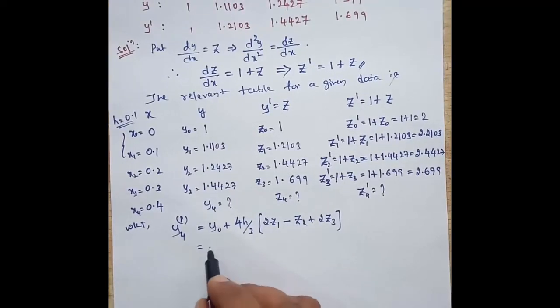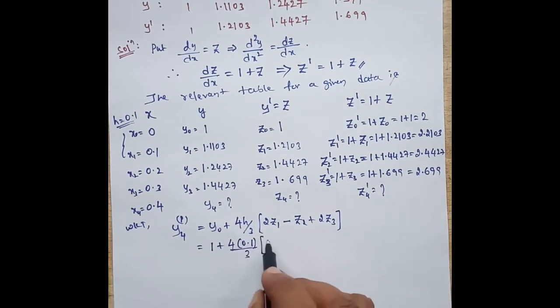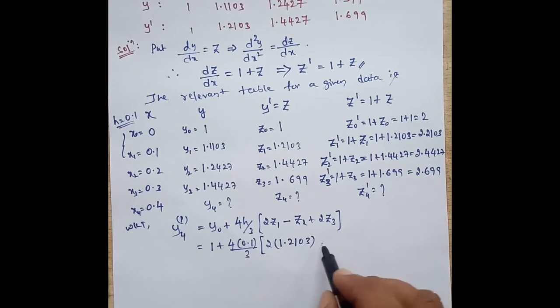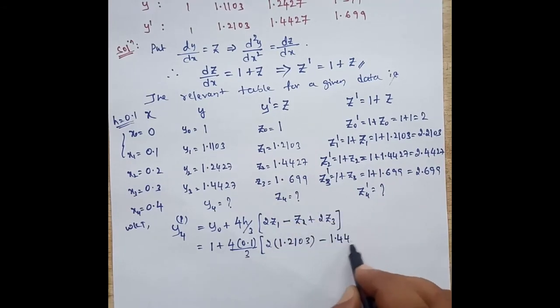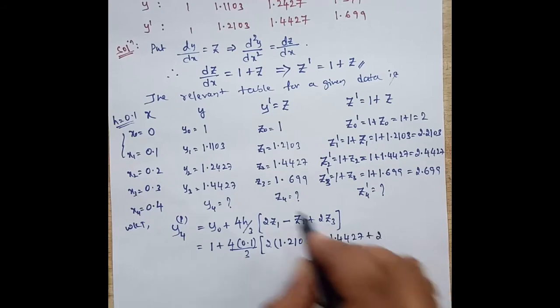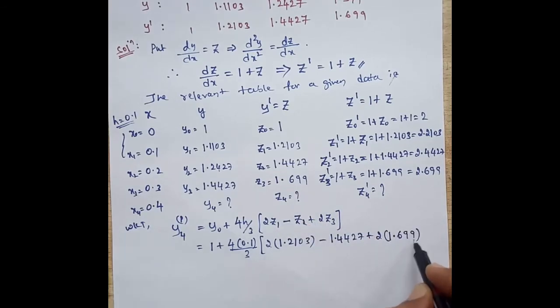So this is equal to y0. What is y0? 1 plus 4 into h. h is 0.1, divided by 3, into 2 times z1. What is z1? 1.2103 minus z2, 1.4427 plus 2 into z3, 1.699. So use your calculator and simplify this. We get the predicted value for y. On simplification, this gives 1.5835. So this is the predicted value.